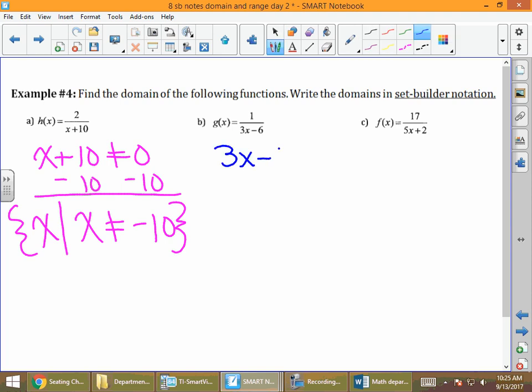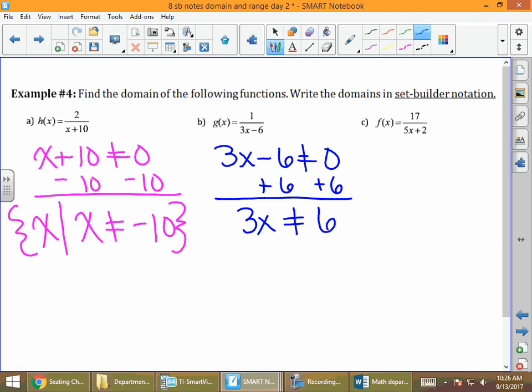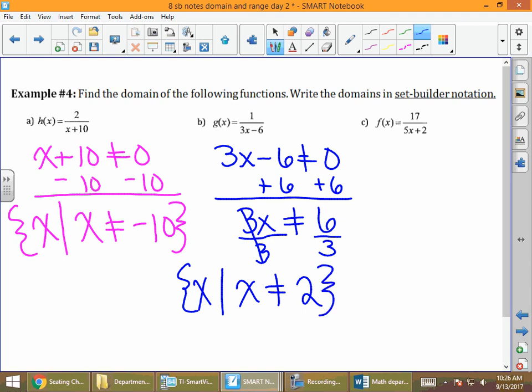So our next one, we take 3x minus 6, the denominator, the bottom of the fraction, set it not equal to 0. We add 6 to both sides, and we get 3x doesn't equal 6, and divide everything by 3. 3 times x, inverse operation is to divide, and we get x doesn't equal 2. Put it in interval notation. Sorry, not interval. In set builder. Squiggly bracket, x bar, squiggly bracket.